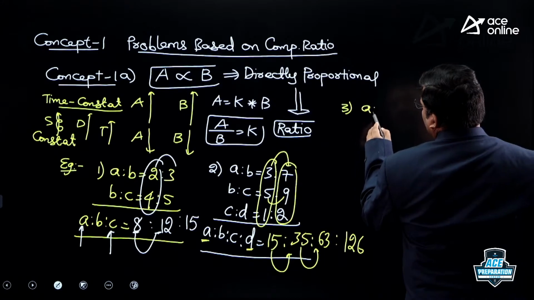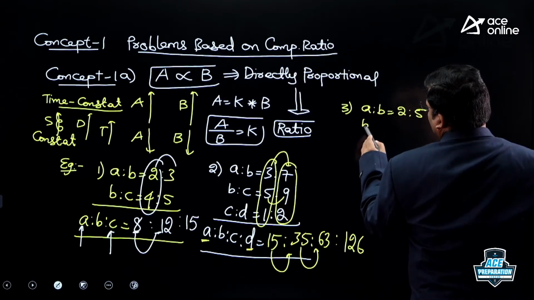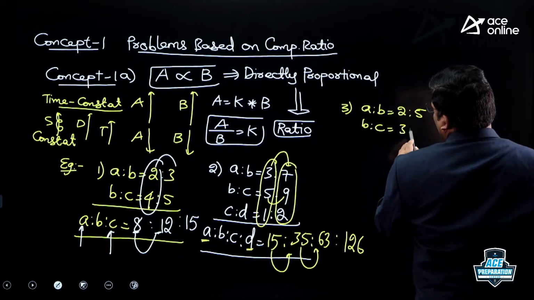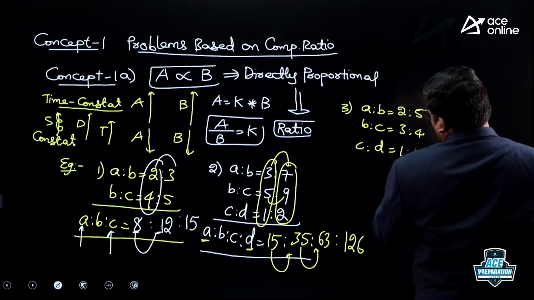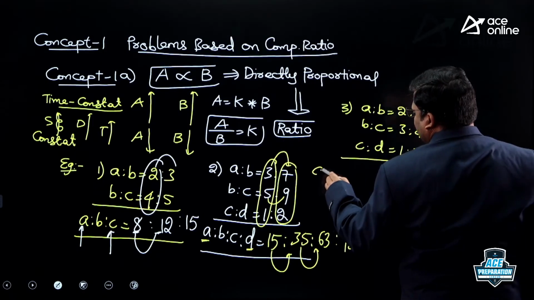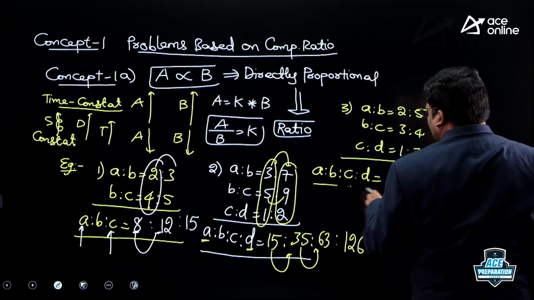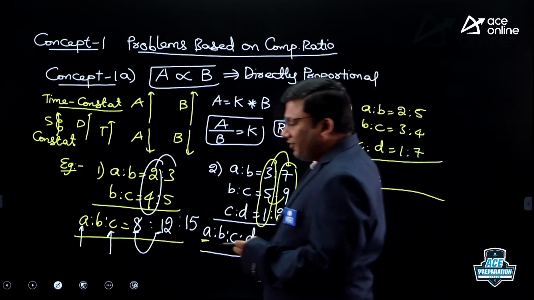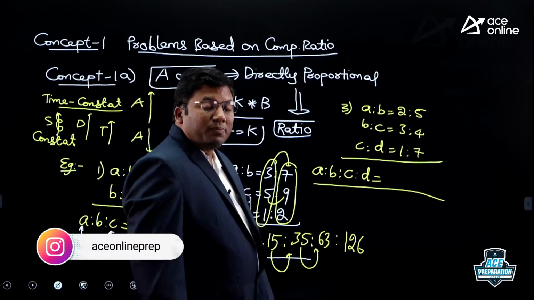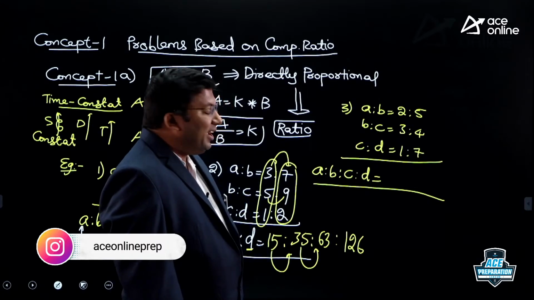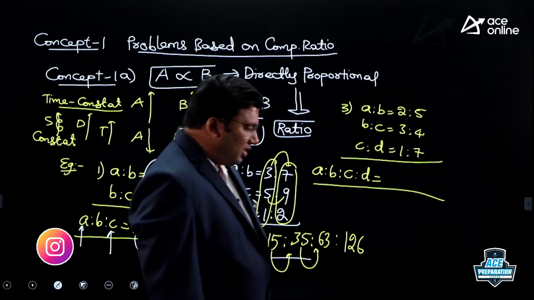Third one. A is to B is equivalent to 2 is to 5. B is to C is equivalent to 3 is to 4. C is to D is equivalent to 1 is to 7. Answer will be A is to B is to C is to D. A is to B is given 2 is to 5. B is to C is given 3 is to 4. C is to D is given 1 is to 7.